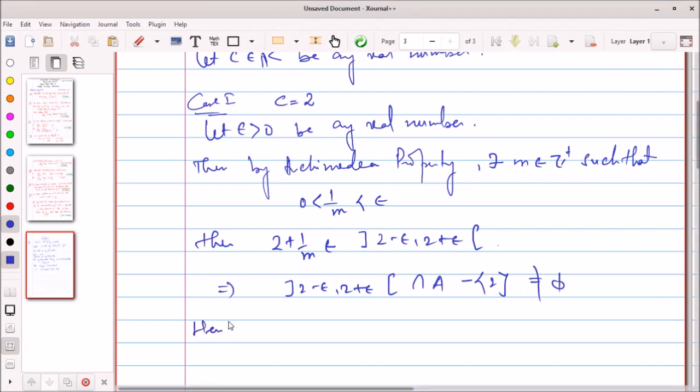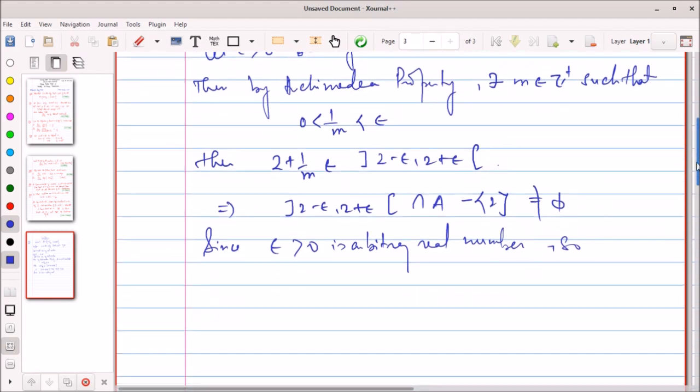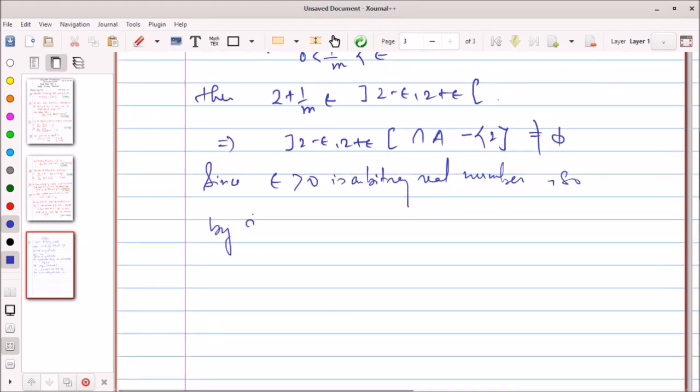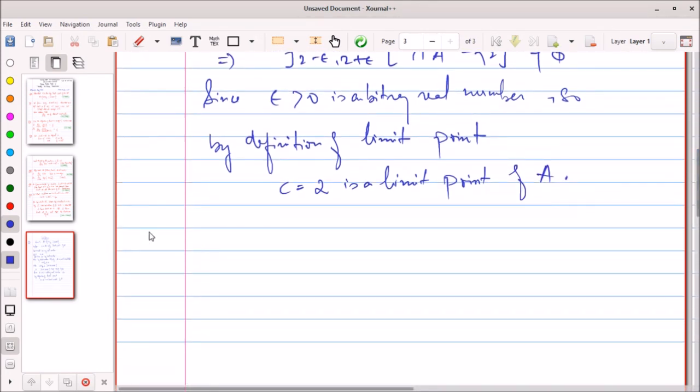Now since epsilon greater than 0 is an arbitrary real number, by the definition of limit point, c equal to 2 is a limit point of A. Now we will show that if I take any other point, then c is not a limit point of A.